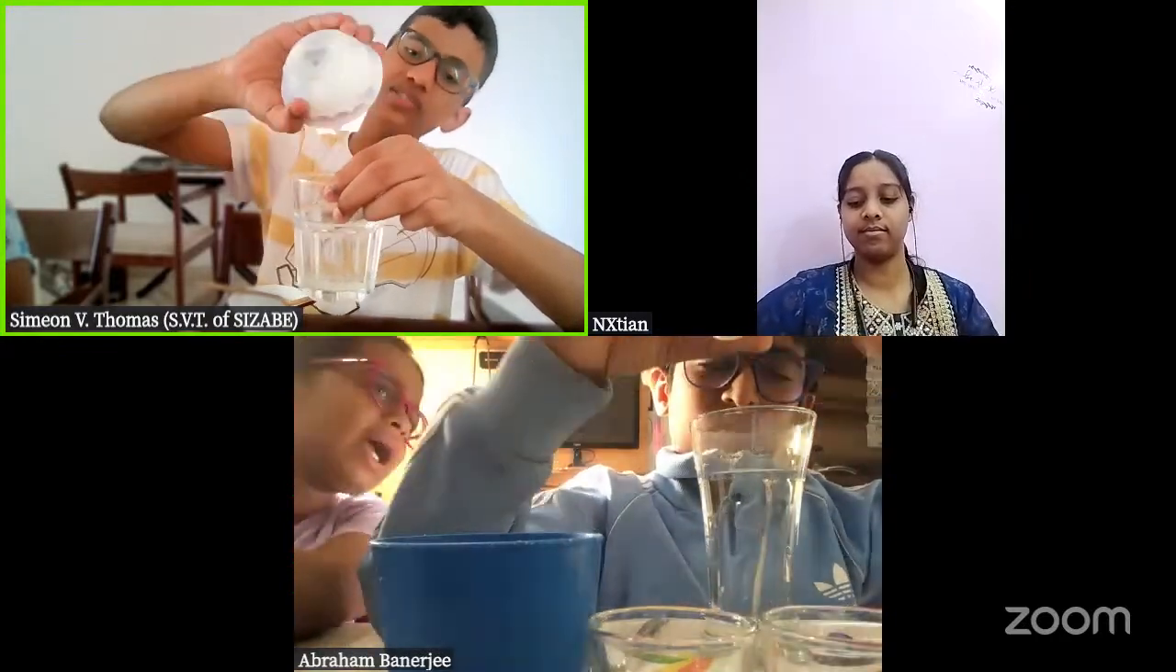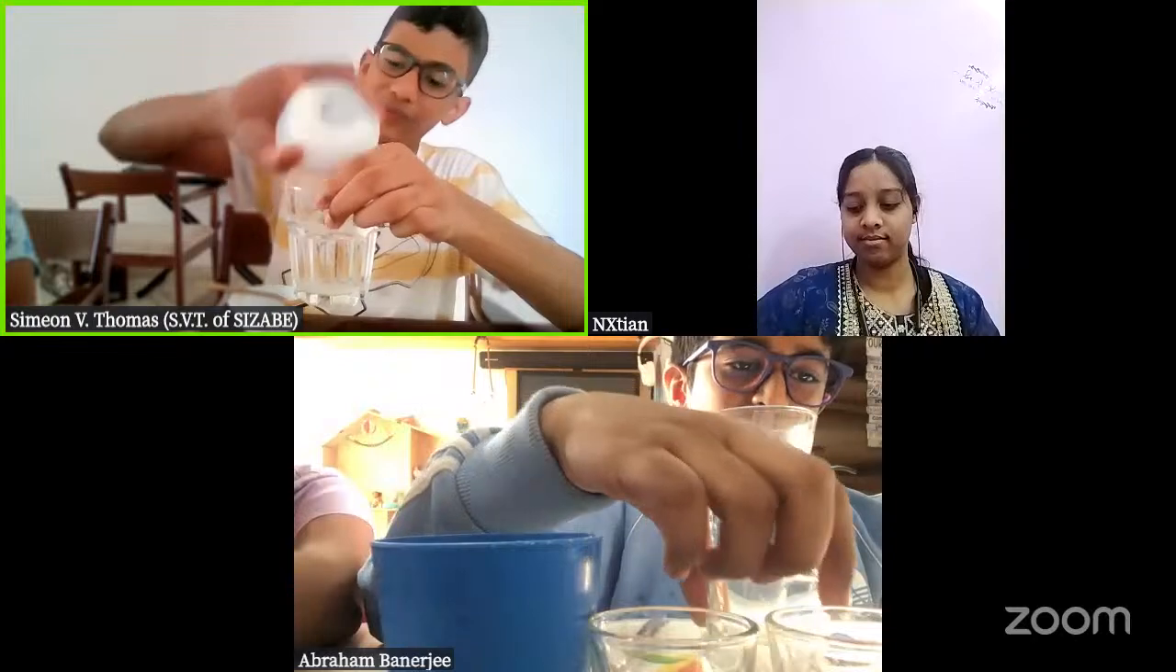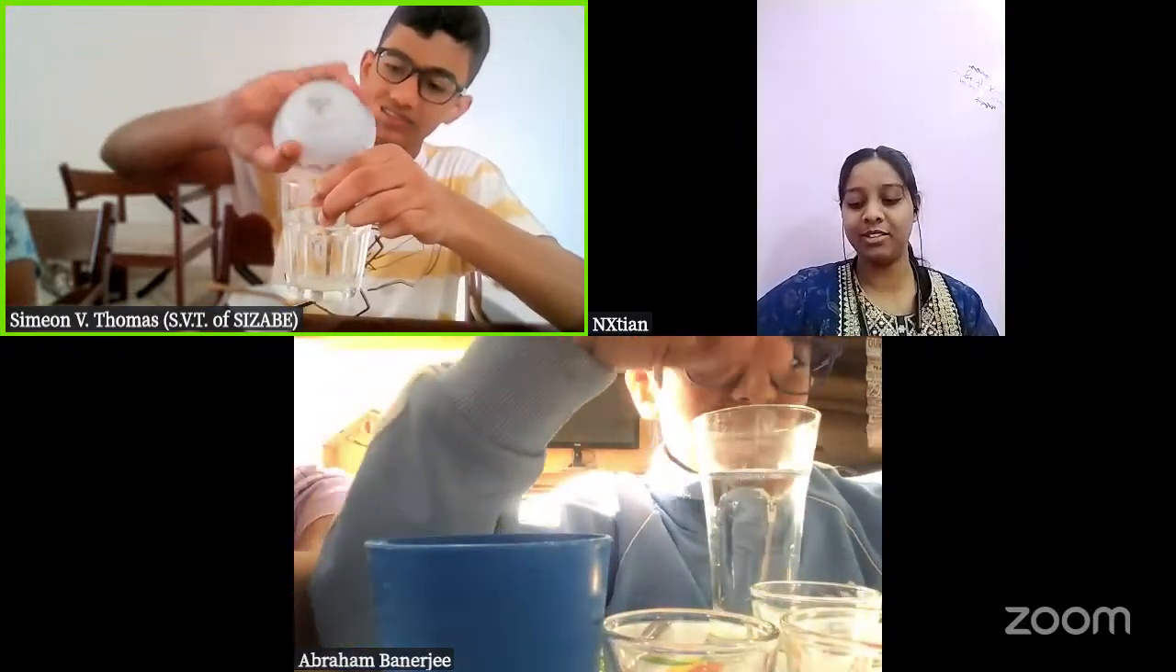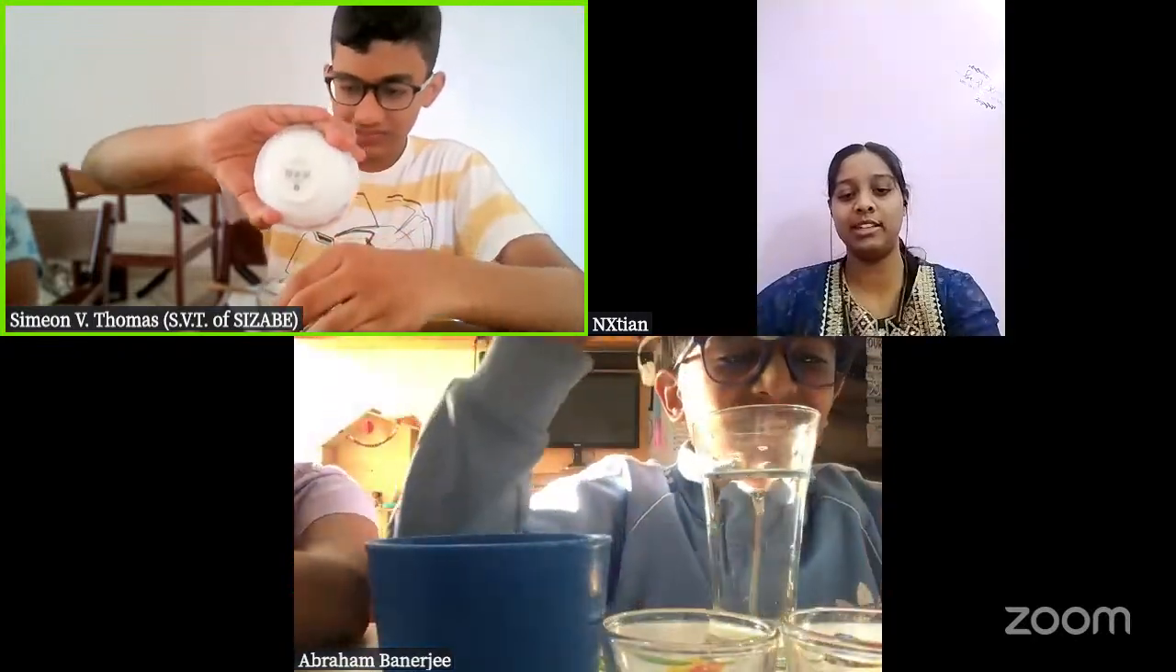For some reason, the sugar is wet and it's dripping out. Do it with a spoon if it's not entirely coming out.